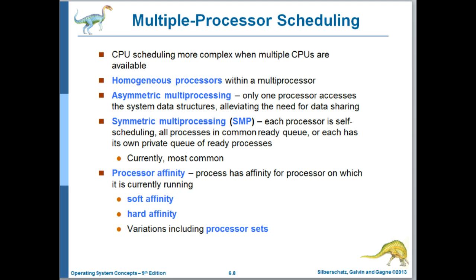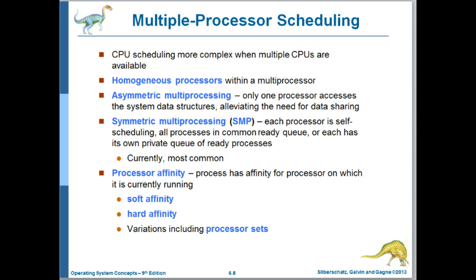In asymmetric multiprocessing, a single processor handles the scheduling for all the processors. That's simpler in some respects, but then that single processor can become a bottleneck. In symmetric multiprocessing, each CPU handles scheduling on itself, but again, synchronization comes into play.